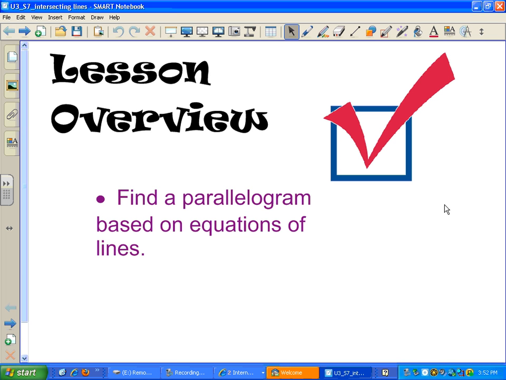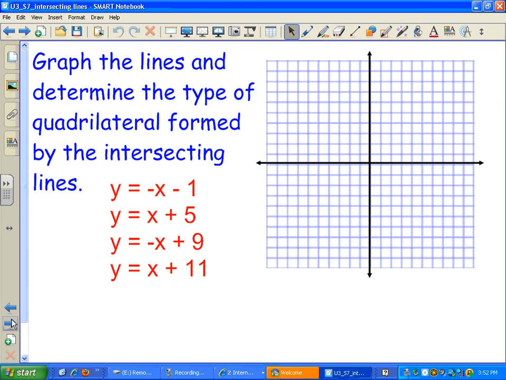Okay, in this unit, we are going to find a parallelogram based on some equations of lines. So what we're doing in this lesson is combining what we learned at the beginning of this session, where we learned how to graph lines, and applying what we know about parallelograms and the conditions of them, and also special parallelograms. So let's take a look. Our job is to graph the lines and determine the type of quadrilateral formed by the intersecting lines.